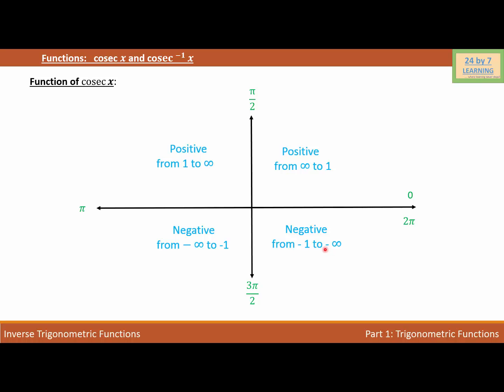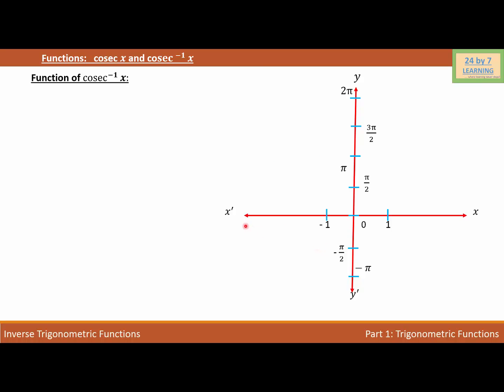Now let's talk about the cosecant inverse function. So as you can see, this is my x-axis. I'm considering two values on the x-axis as negative 1 and 1. The values on the positive y-axis are pi over 2, pi, 3 pi over 2, and 2 pi. And the values on the negative y-axis are negative pi over 2 and negative pi.